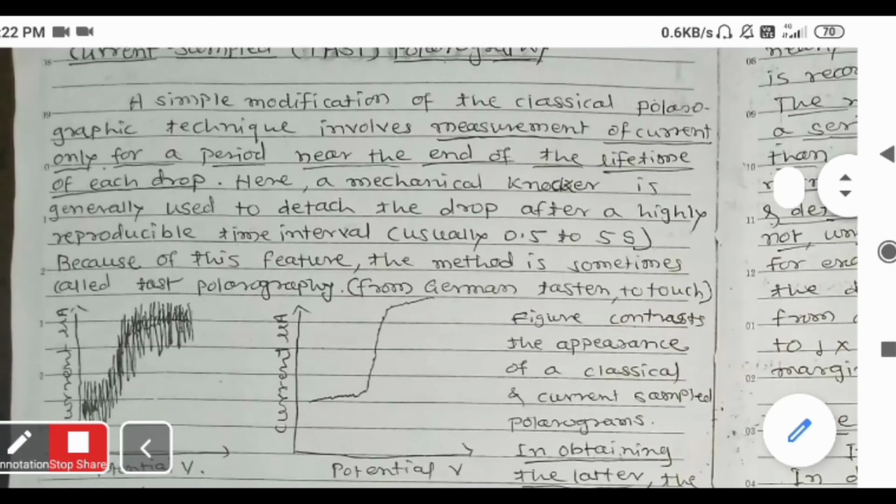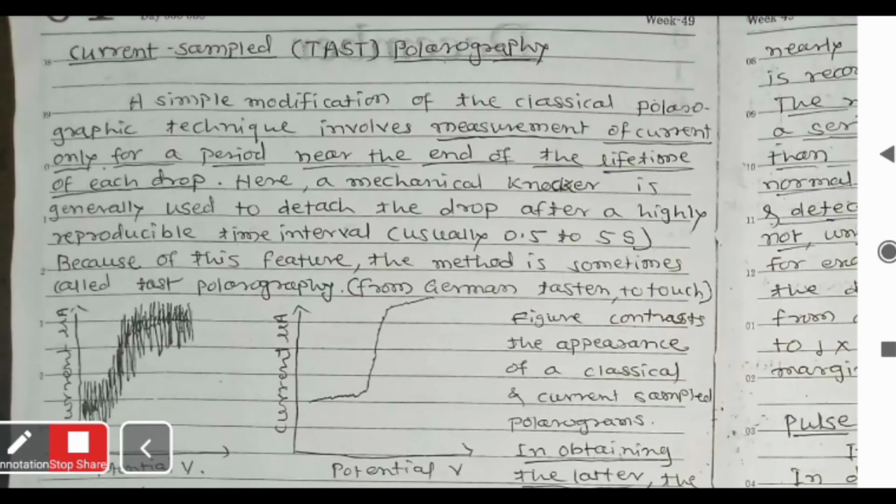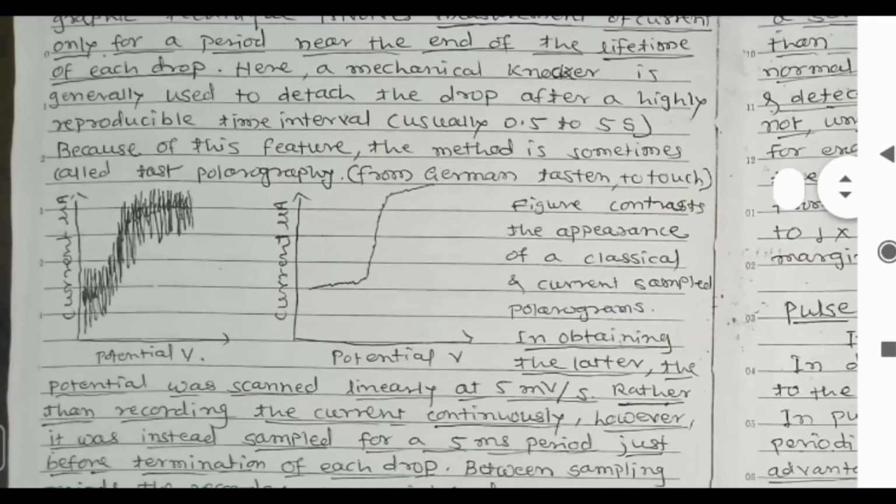So what do we mean by tast? This method is sometimes called tast polarography because tast has the meaning "to touch" in the German word. The mechanical knocker touches the electrode, and the mercury drop falls at a particular time interval.